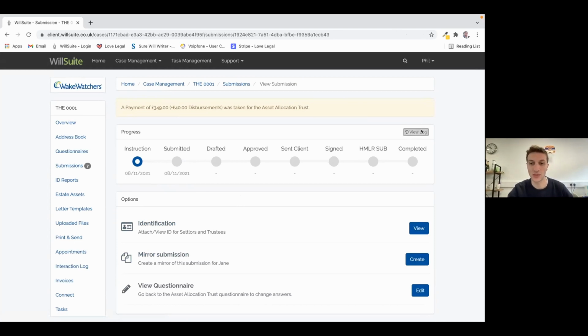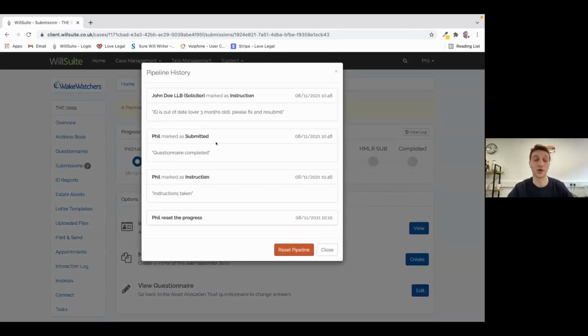So what we'll be able to do is click on View Log and see, as the advisor, you will actually get notified via email of this, saying your case has been regressed to the instruction step. And then you'll be able to see the comments from the solicitor that says ID is out of date, over 3 months old, please fix and resubmit.